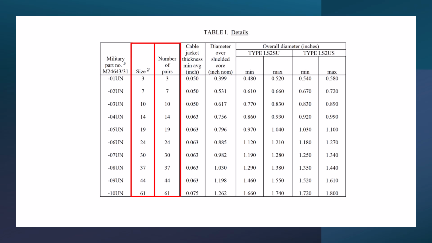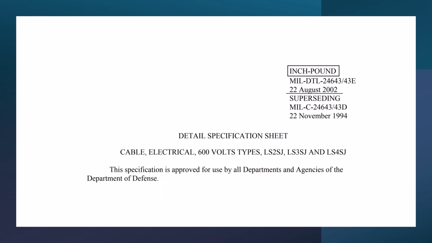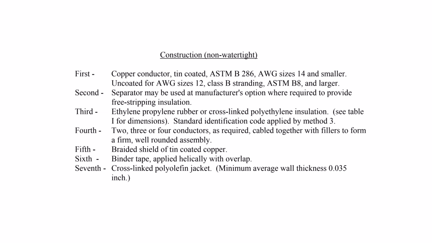Now let's look at the MIL-DTL-24643/43E cable specification sheet and see how it defines AWG versus size. Under the construction section, the first line states, copper conductor, tin-coated, ASTM B286, AWG size is 14 and smaller. Uncoated for AWG size is 12 and larger, Class B stranding, ASTM B8.